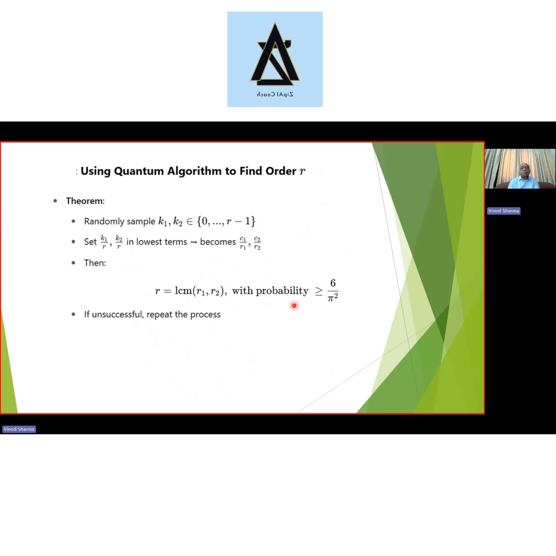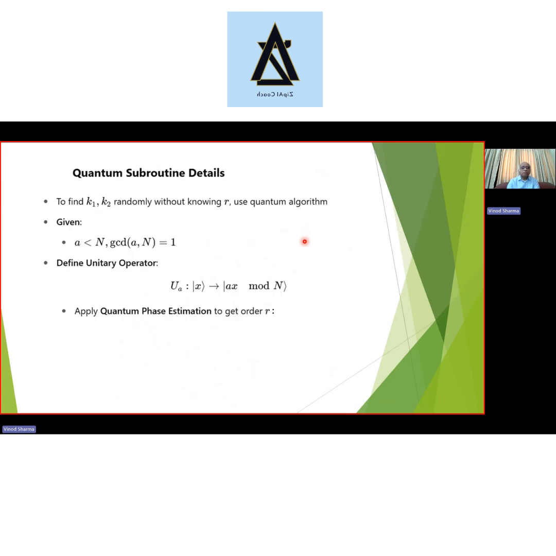Now the question is, we don't know r. Then how do you randomly pick samples k1 and k2 from 0 to r minus 1? This is an issue because I don't know r. So this is what we find out through the quantum algorithm, as we describe now.